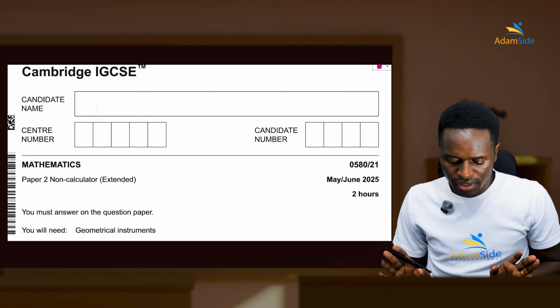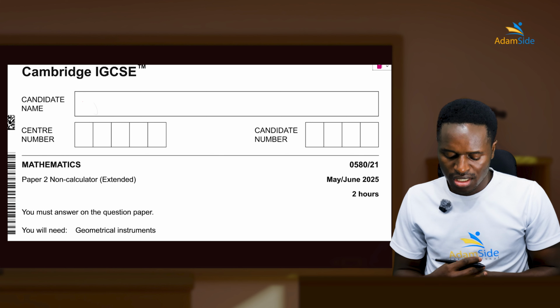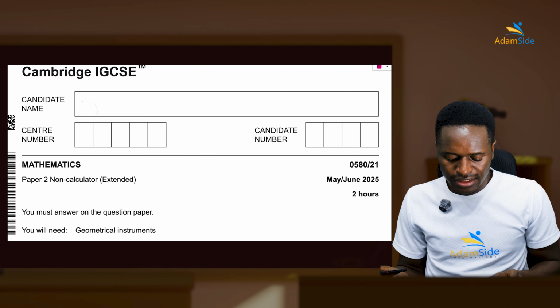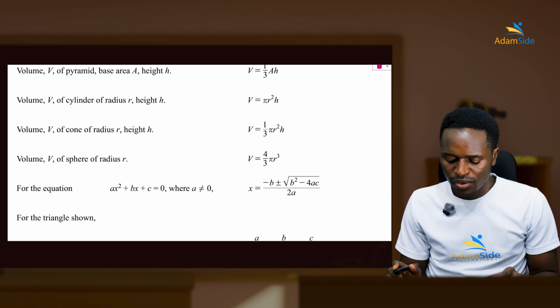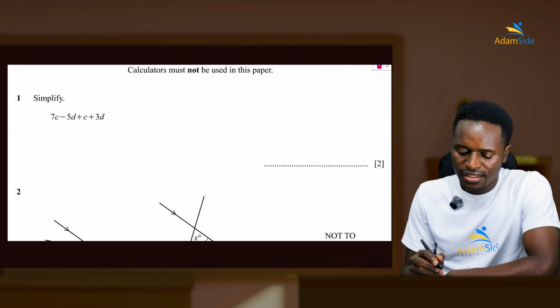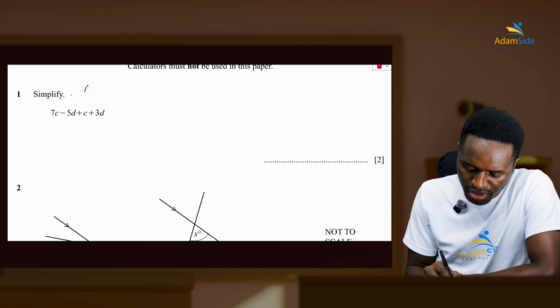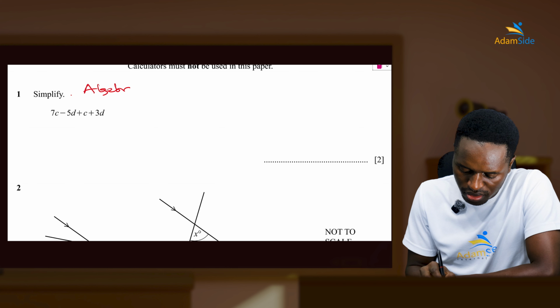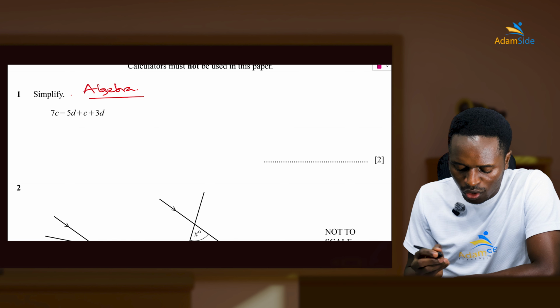Today I'm going to solve IGCSE May-June 2025 variant 2-1. So it's a non-calculator paper. So it has formulas, different formulas, and we're going to question number one. Question number one, simplify. So this comes from the unit of algebra. So this is algebra math, and we're going to simplify here by collecting like terms.